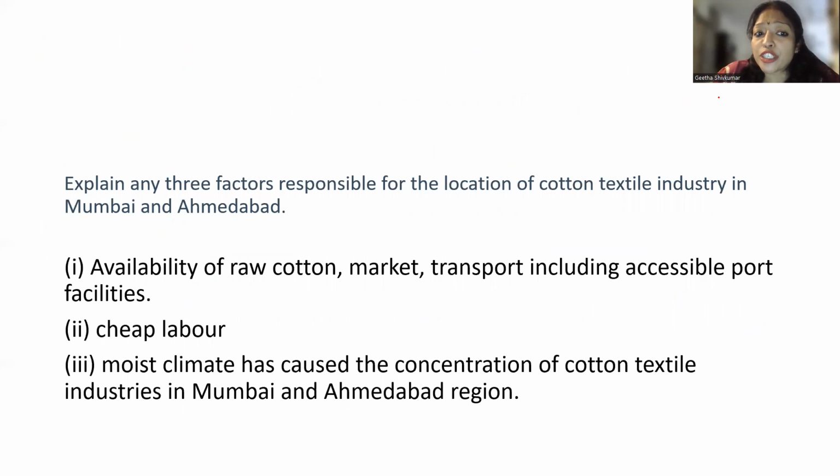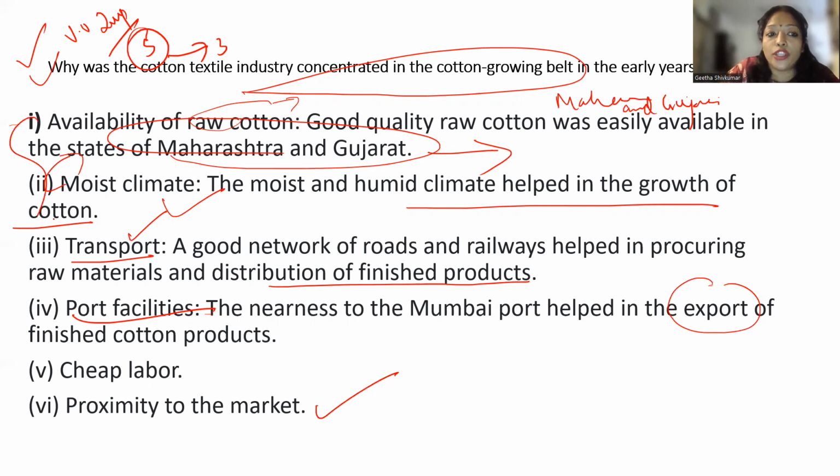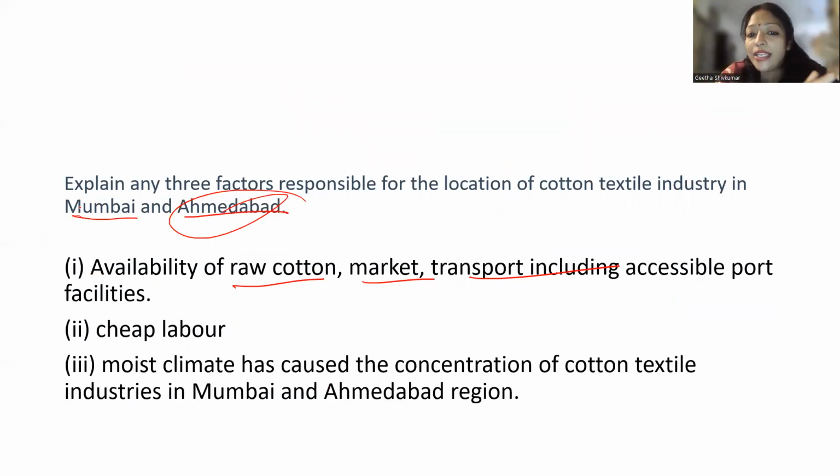Explain any 3 factors responsible for the location of cotton textile industry in Mumbai and Ahmedabad. I was just talking about that only. So Mumbai, Ahmedabad comes under Gujarat only. So what are the different reasons? Again, availability of raw cotton, market, transport. If you remember, these 3 points I have included in 1 point. So I need raw cotton, I need market, transport. So these factors have helped these states to establish the cotton textile industry. I get cheap labor and climate plays a very important role. The question can come for 2 marks.